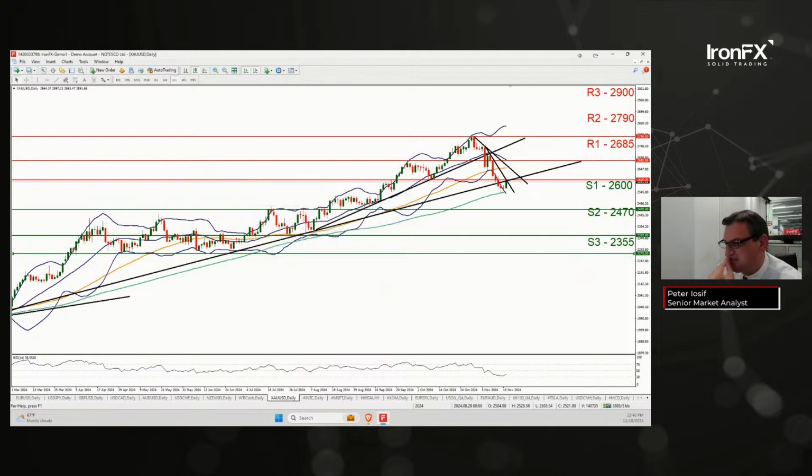The big question is, will the pair form a lower trough than this one, aiming for the 2,470? Then yes, we would be talking about a possible continuance of a possible bearish sentiment. Okay, that should sum it up for the day.